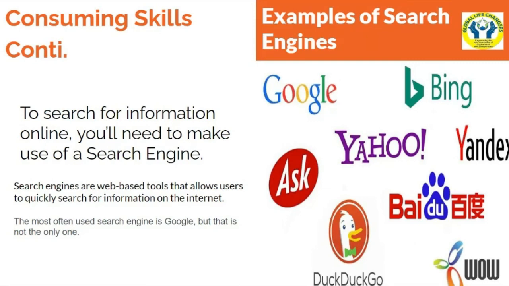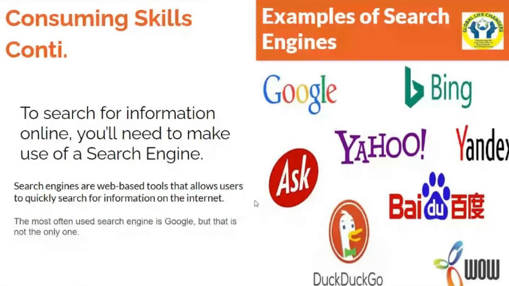The search results are generally presented to the user in a line of results, often referred to as search engine results pages. In simple terms, search engines are web-based tools that allow users to quickly search for information on the internet. Please take a look at the examples of search engines. So these are the examples of search engines. We have Google, Bing, Yahoo, Yandex, Ask.com, Baidu, and many others.